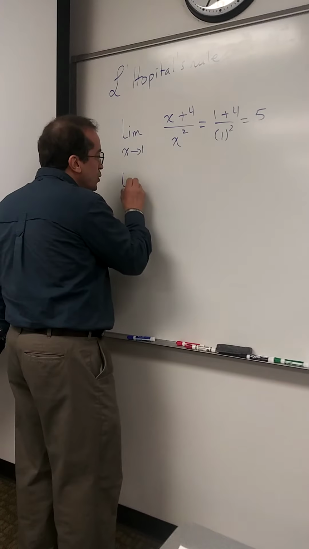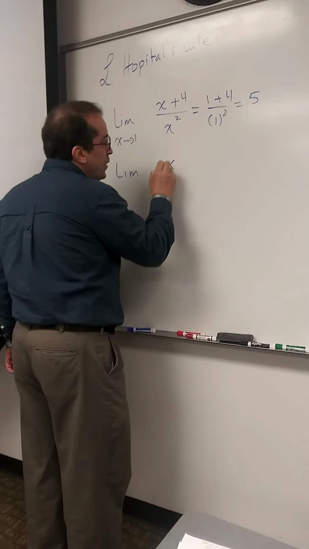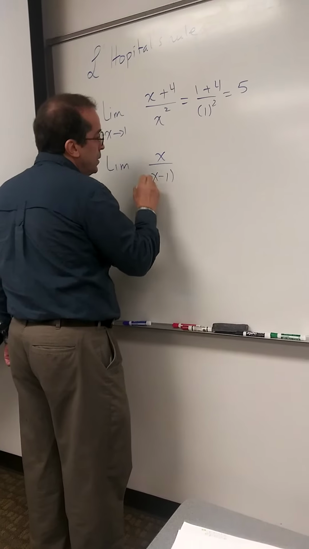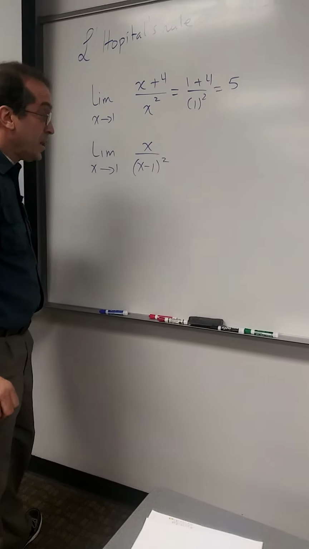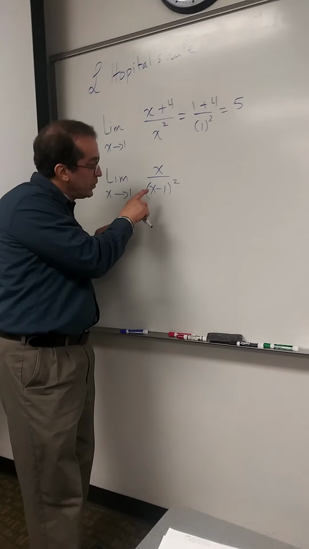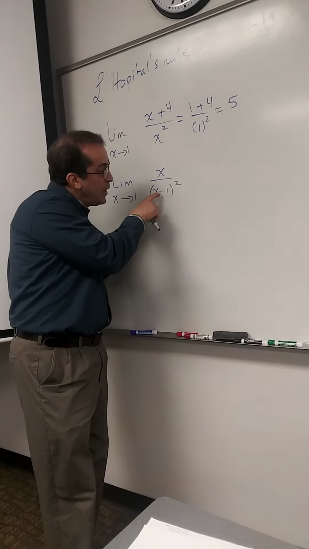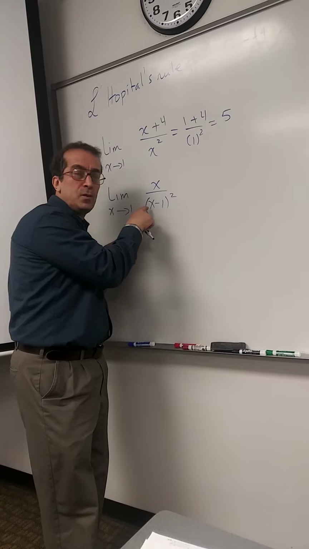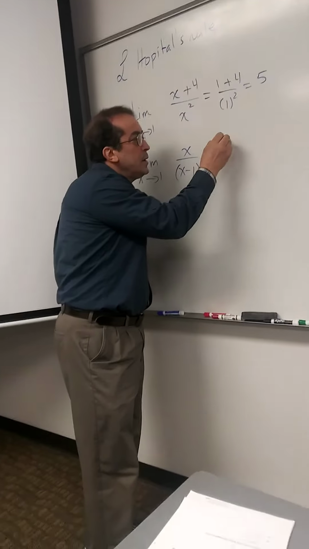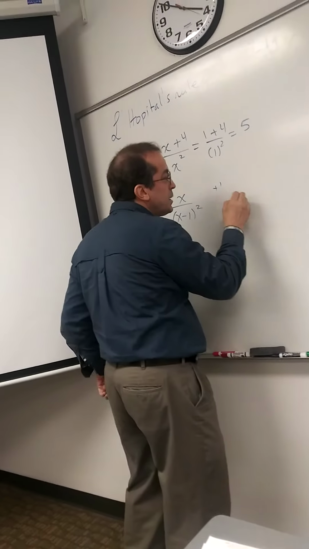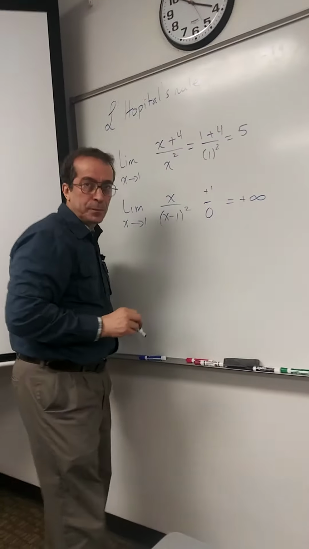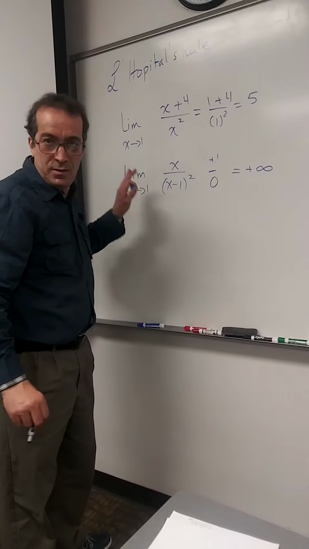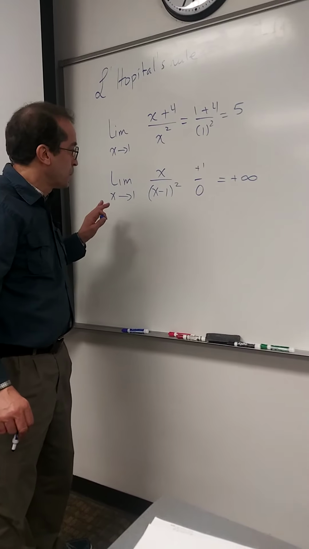Here's another one that's also not an issue. The limit of x over (x minus 1) squared as x tends to 1. This time there is a small issue. When you substitute 1 down here, you end up with 0 in the denominator. The numerator is plus 1, the denominator is 0. So when you divide 1 by 0, this limit is plus infinity, not an issue. So these aren't the ones where we use L'Hopital's rule.